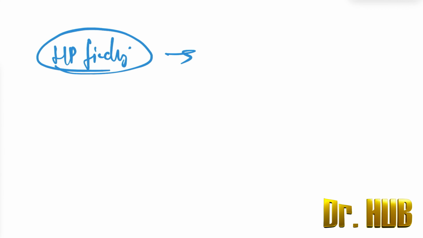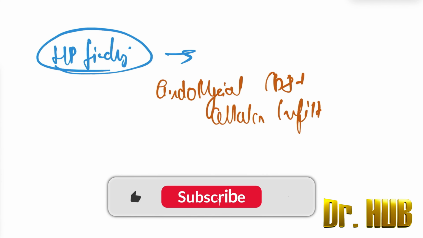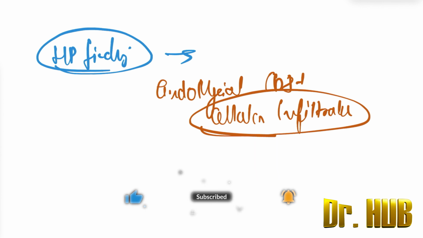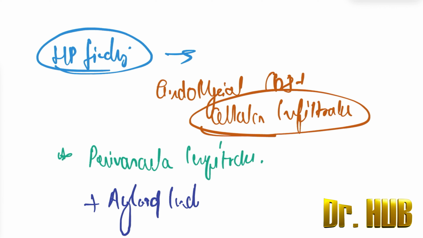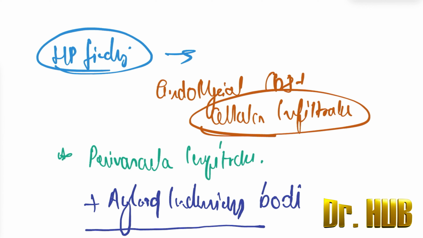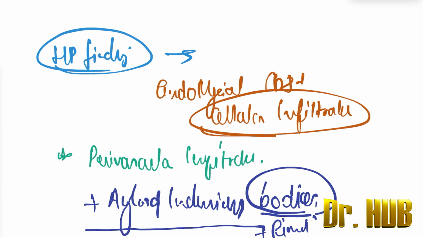Here there is endomysial CD8 plus cellular infiltrates, and there is perivascular infiltrates, with amyloid inclusion bodies, as well as rimmed vacuoles.